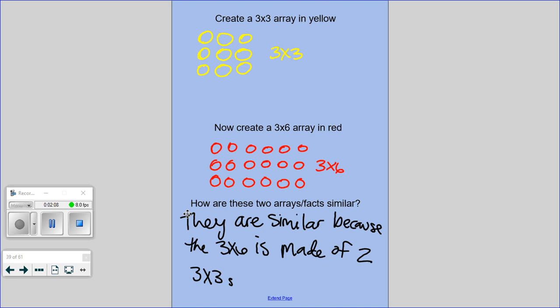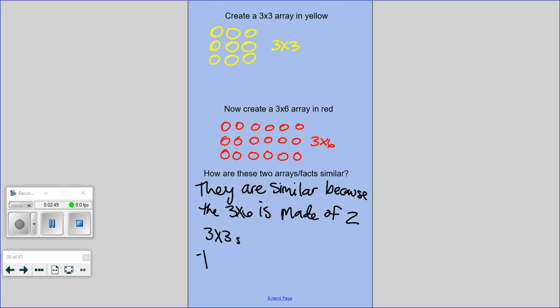Any other way you noticed they were similar? Anything else? What are you thinking, Kylie? It's the regular card, but they each have 3 rows. I like it. How else are they similar? Dorian? They all have 3s. What do you mean? In every single one, they have 3 groups. Like 3 times 3, there's 3 groups of 3, and then 3 times 6, there's 3 groups of 6. All right, so this is kind of what Kylie said, they are in groups of 3s. I like it.